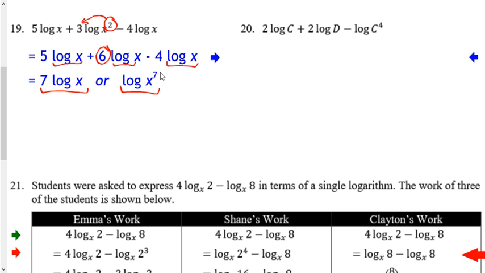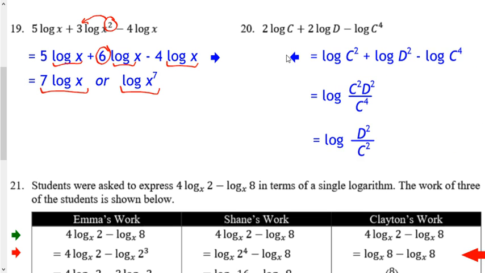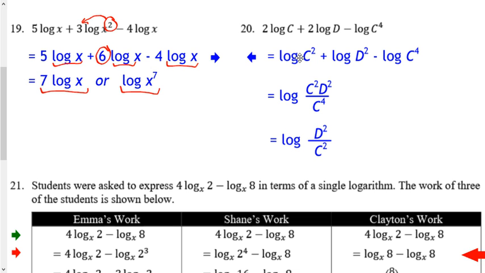Number 20 will be similar, but because we have both c's and d's, we can't do it exactly the same as number 19. So this time I did take the number from the front and I brought it into the exponent, and this one into the exponent as well. So then, because there is a positive in front of this log c squared, that's why this c squared is in the numerator. We have a positive or addition in front of the log d squared, so that's why this d squared is also in the numerator.